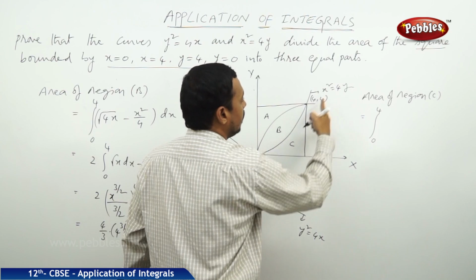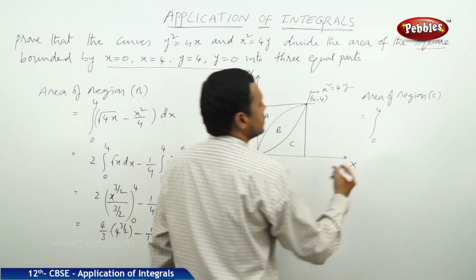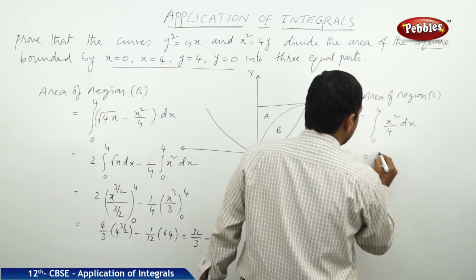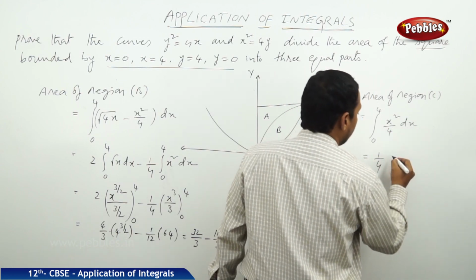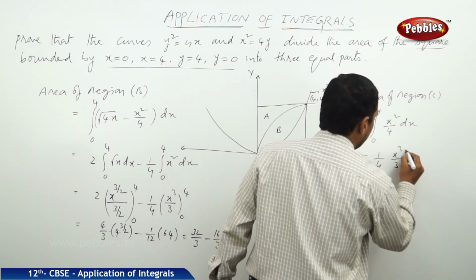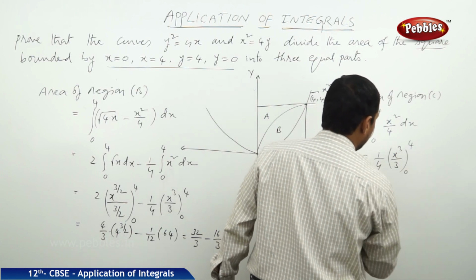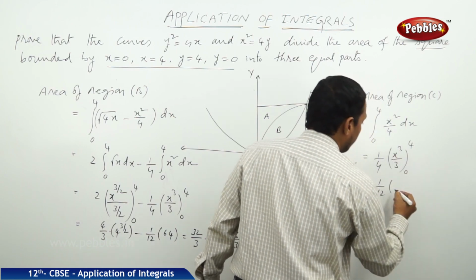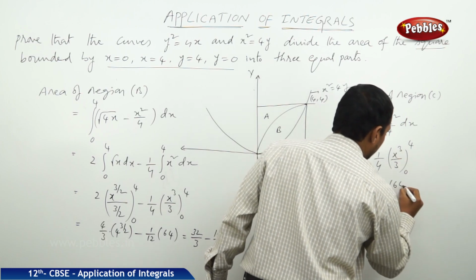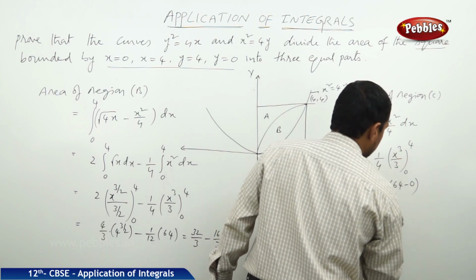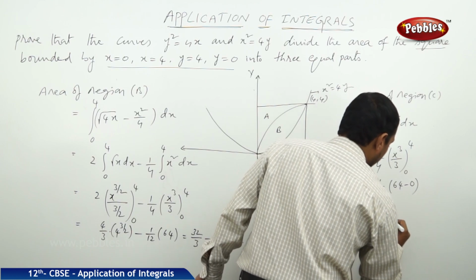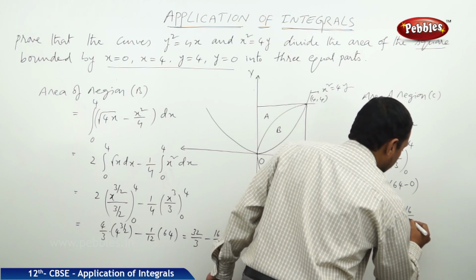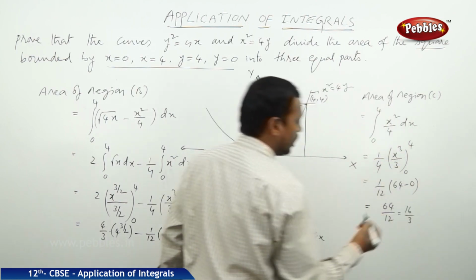What is this curve? x square is equal to 4y. From that, y is equal to x square by 4 dx. Now this is 1 by 4 into integral of x square, which is x cube by 3, under the limit 0 to 4. Now this is 1 by 4 into 1 by 3, 1 by 12 into 4 cube, 64 minus 0 cube, 0. So finally it is 64 by 12. Now again 4 cancels in numerator and denominator, that is finally it is 16 by 3 square units.